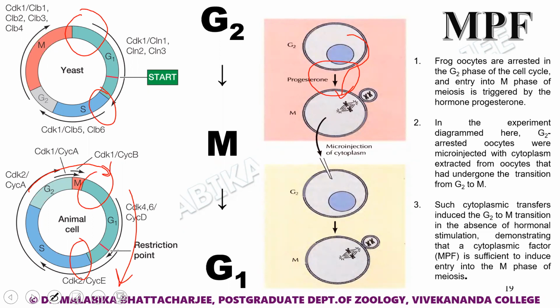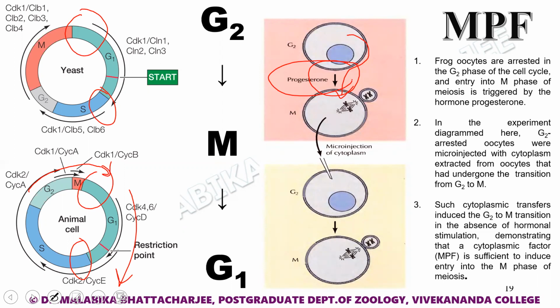This is natural. So what was done is that in this experiment, the frog oocytes which were arrested in G2 were taken and they were administered this hormone progesterone. And in presence of progesterone, these arrested oocytes matured and entered into meiosis. So it was evident that the hormone progesterone triggered meiosis. Now the question was whether this hormone progesterone alone is responsible for induction of meiosis or some other molecular player is simultaneously playing an important role.